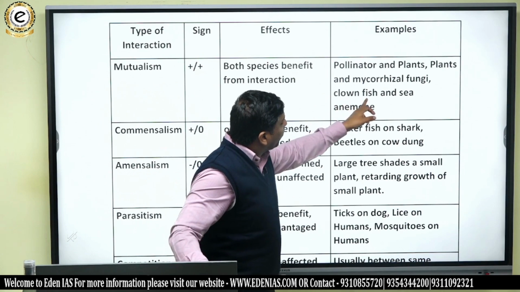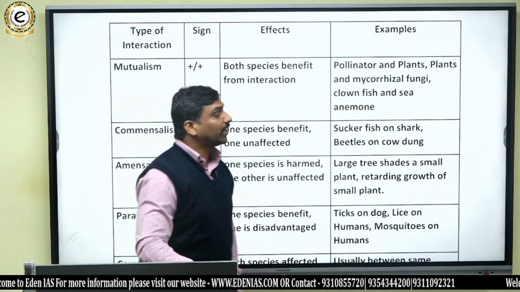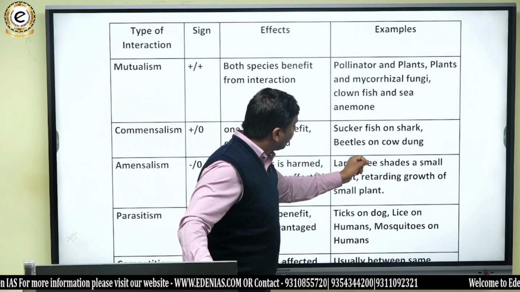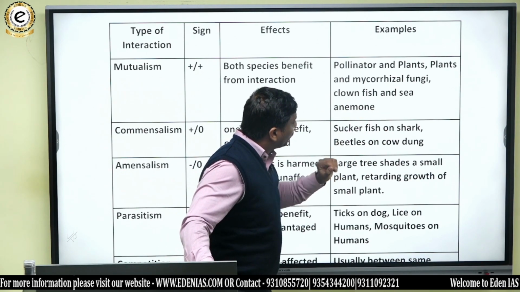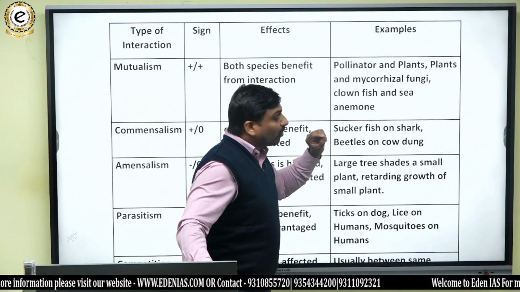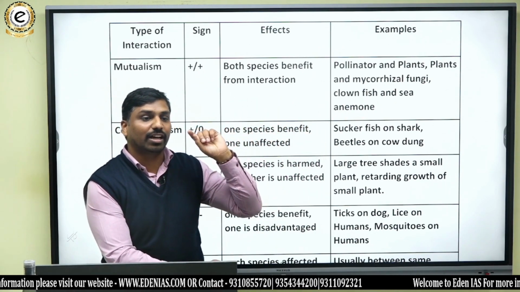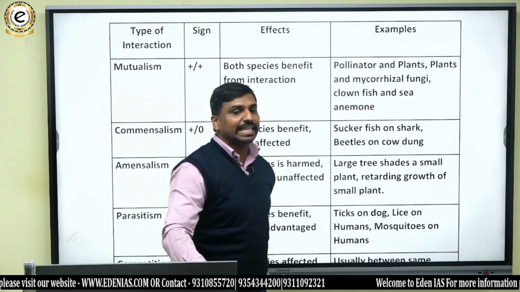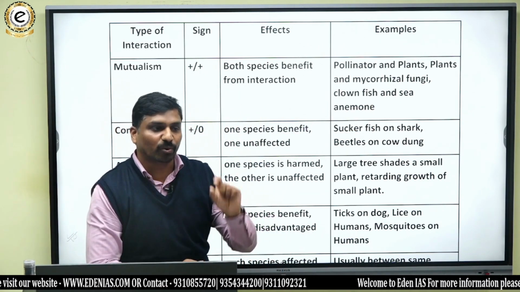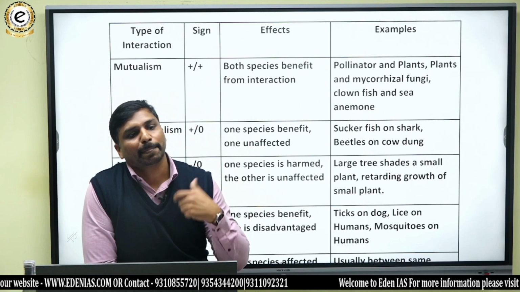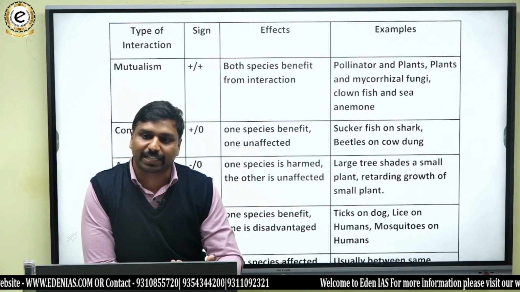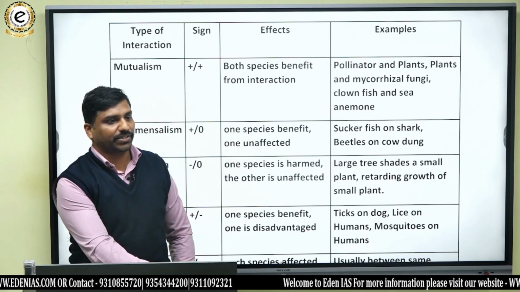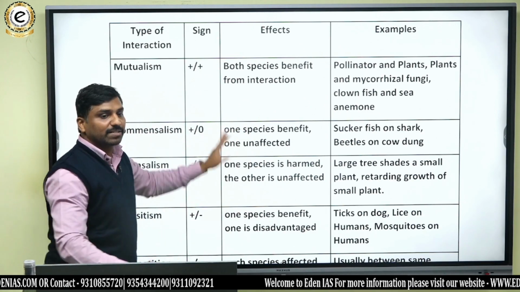Then clownfish and sea anemone. We are talking about sea anemone, and we will have other examples also. So clownfish and shark and suckerfish, this would be there in commensalism. So here clownfish and sea anemone, try to look at the image for that. So here also both these species will get benefited, right? So this is one interaction, plus both will have.